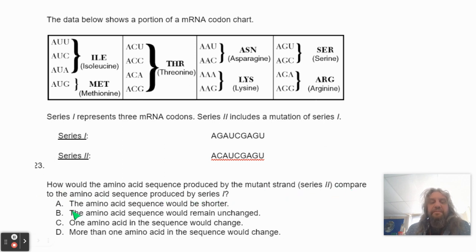A, the sequence would be shorter. B, the sequence would remain unchanged. C, one amino acid in the sequence would change. D, more than one amino acid in the sequence would change.